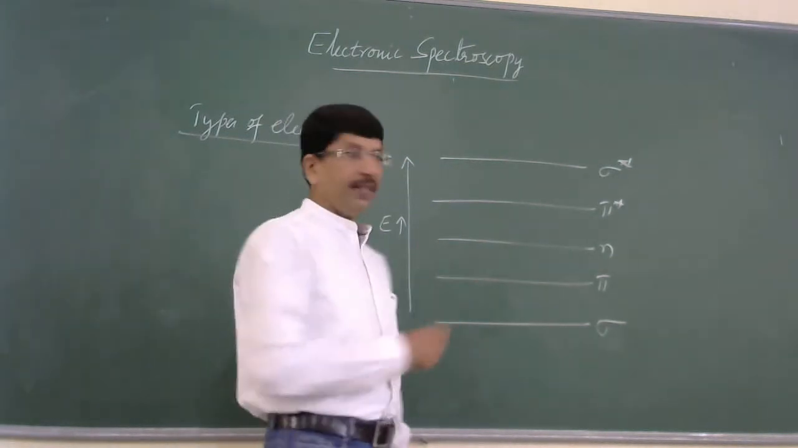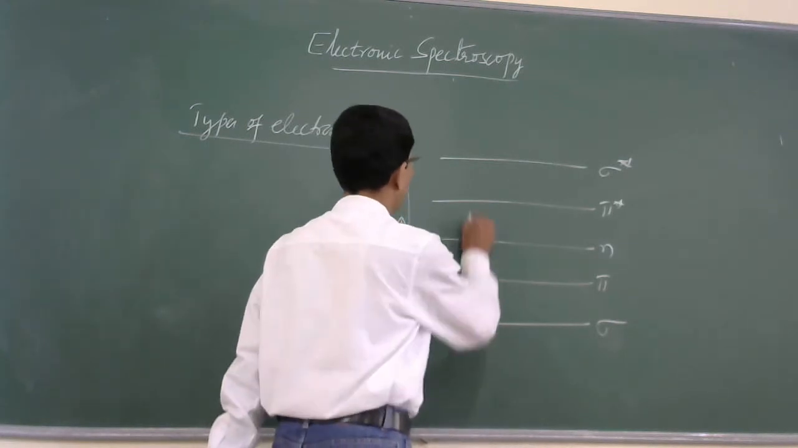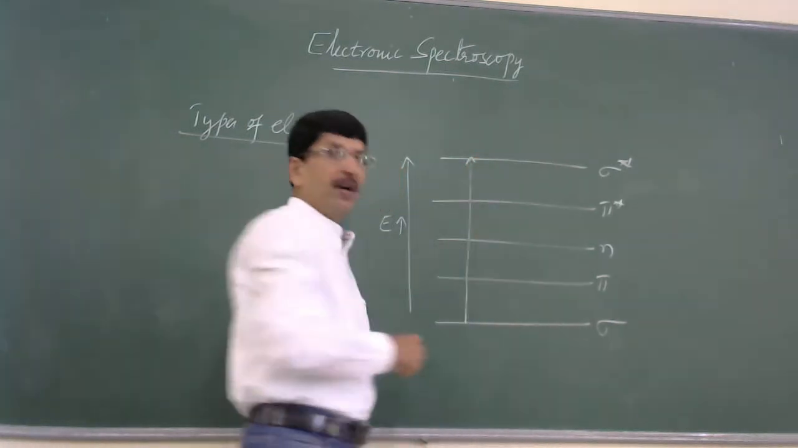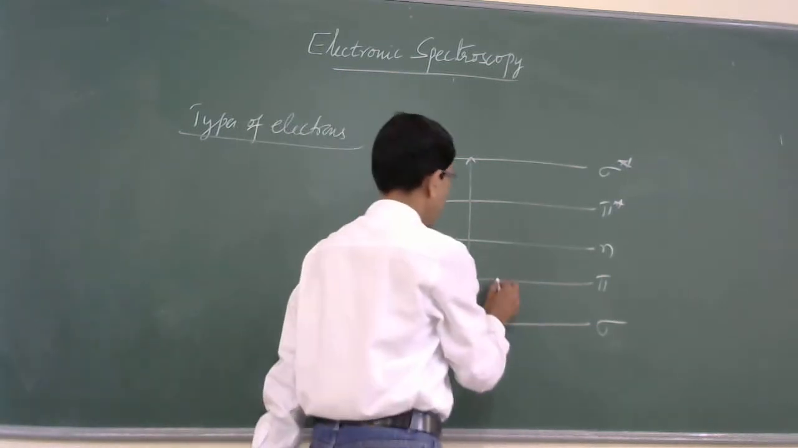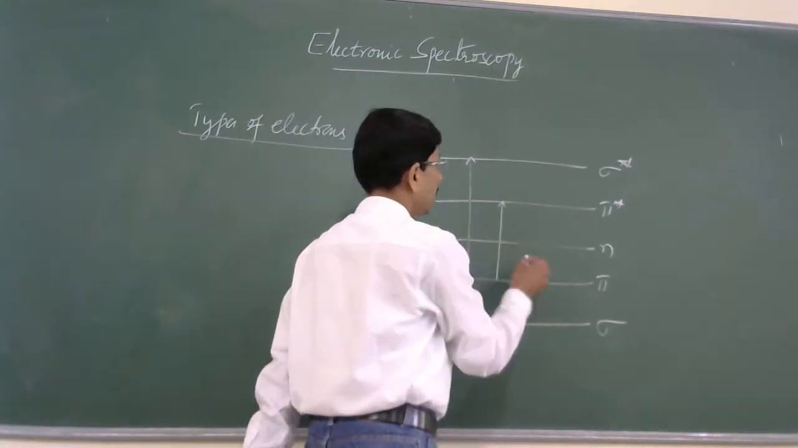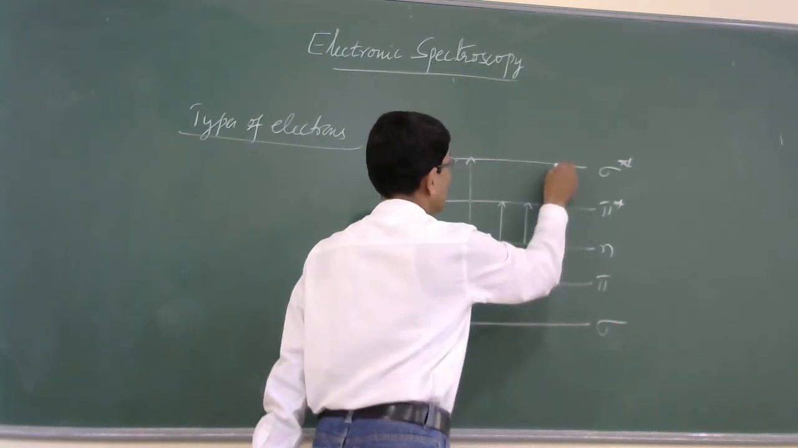So when you look at this energy level diagram, it's clear that the energy required for sigma to sigma star transition is highest, followed by pi to pi star, then followed by n to pi star, and followed by n to sigma star.